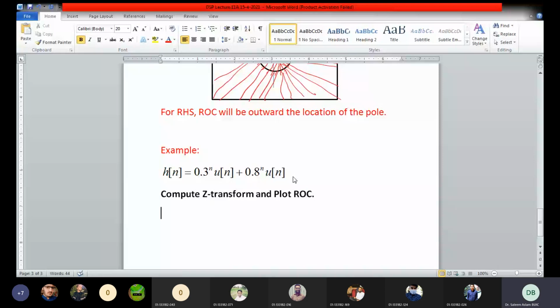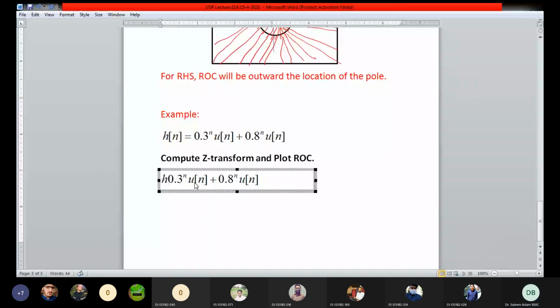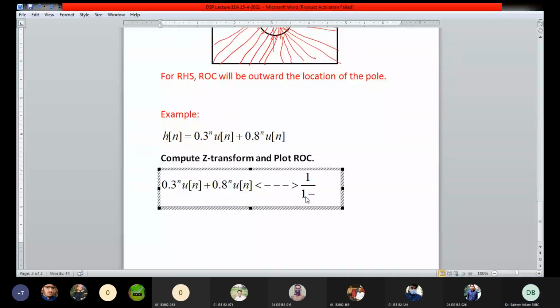Can you compute? Yes, sir. Let me quickly compute it. We have this one. We already know the pair a to the power n u of n is 1 over 1 minus a z inverse. So I can write that this would be 1 over 1 minus a z inverse.